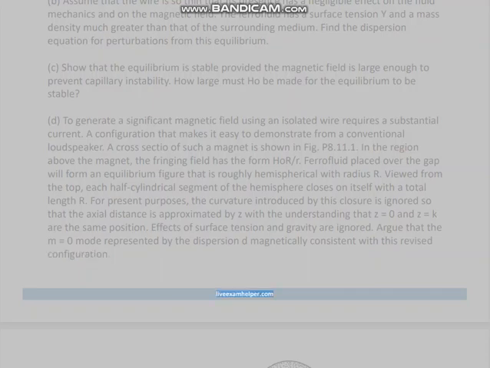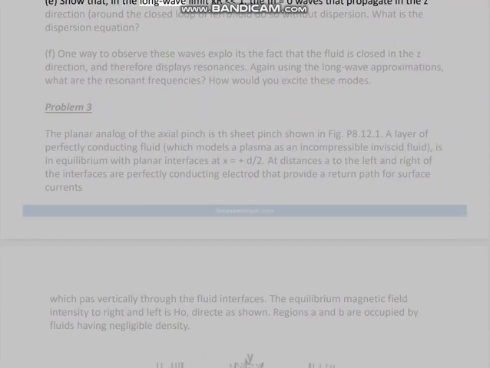E. Show that, in the long-wave limit kR << 1, the m equals 0 waves that propagate in the z direction around the closed loop of ferrofluid do so without dispersion. What is the dispersion equation?